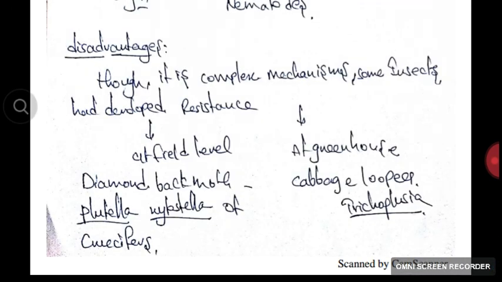Though it is a complex mechanism, some insects develop resistance to Bt. These are at field level and at greenhouse level. At field level, the diamondback moth, Plutella xylostella, of crucifers developed resistance to Bt varieties. At greenhouse level, the cabbage looper, Trichoplusia ni, also developed resistance.